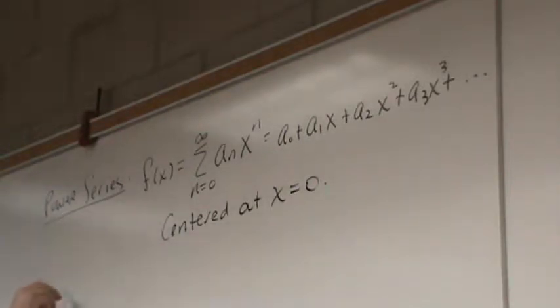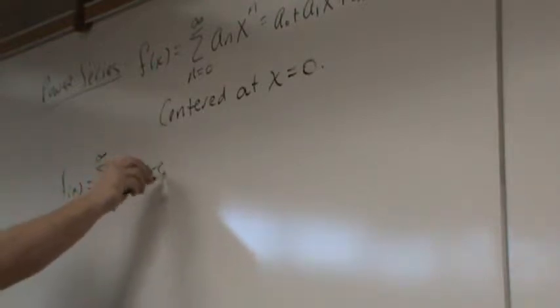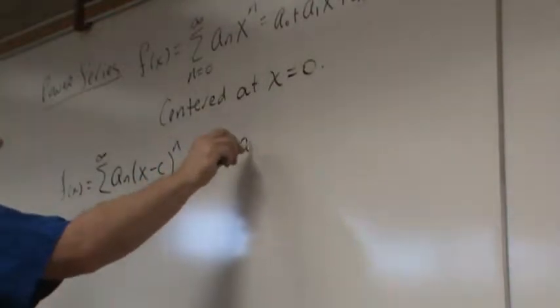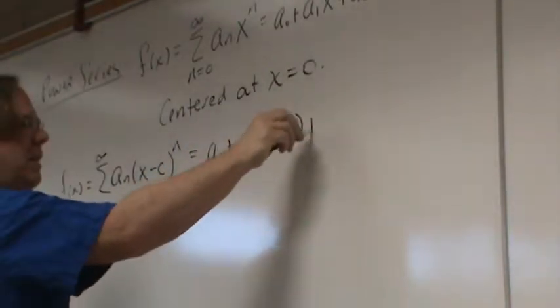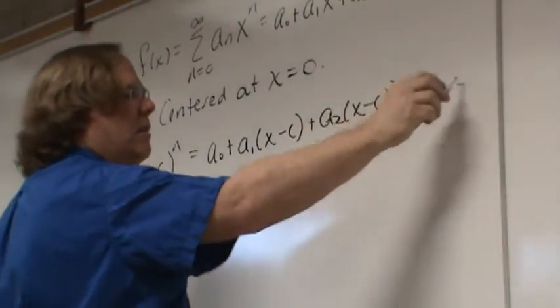There's another version of the power series. It's just a function. It's the sum as n goes from 0 to infinity, a sub n times x minus c to the n power. And this, as you can imagine, is a power series centered at x equals c. So this ends up being a naught plus a1 times x minus c plus a2 times x minus c squared plus dot, dot, dot.